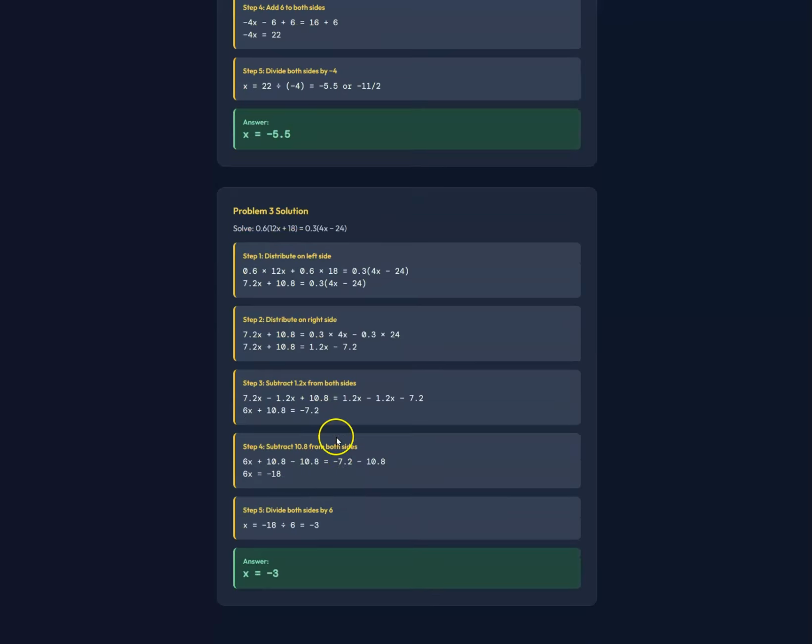For problem 3, you're going to follow those same steps. We would distribute on the left, distribute on the right. We'd subtract the 1.2x from both sides so that we move all of our x's to the left. Subtract 10.8 from both sides so that we get our non-variables, just our regular integers, on the right. And we end up with 6x equals negative 18. And the last step, because 6 is positive, we would divide by a positive 6. And that way, x is by itself, and the negative 18 divided by a positive 6 will stay negative at negative 3.